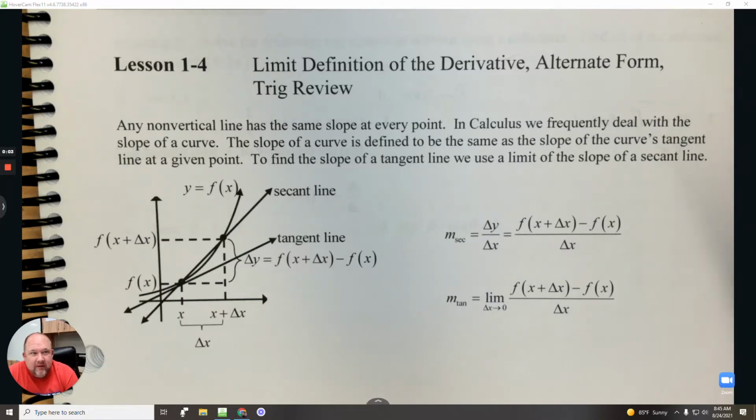Limit definition of the derivative, the alternate form, in the trig review, lesson 1-4. Any non-vertical line has the same slope at every point. In calculus, we frequently deal with the slope of a curve. The slope of a curve is defined to be the same as the slope of the curve's tangent line at a given point. To find the slope of a tangent line, we need limits.